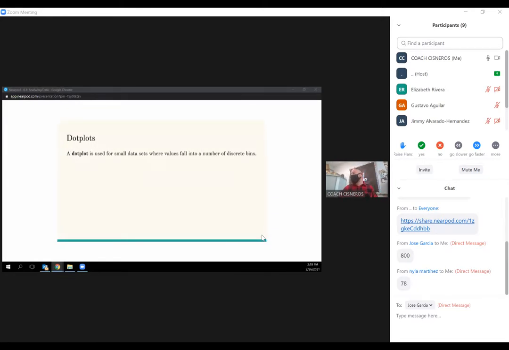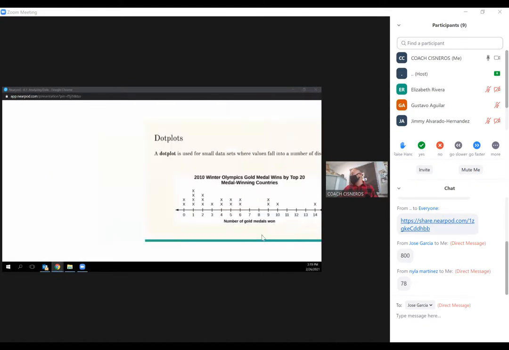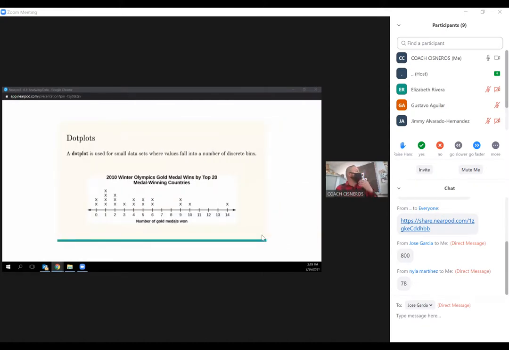Dot plot. Have you made a dot plot? All right, you remember dot plots? I know y'all had to have done them at some point. I'm not gonna make you make dot plots because they're super easy. You guys did them in 6th grade, but let's talk about them.